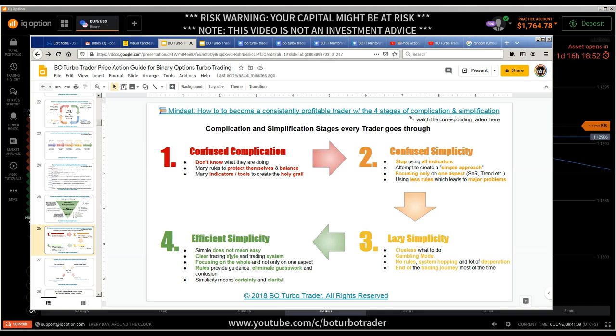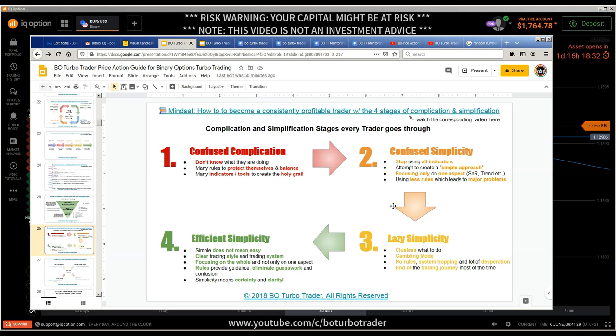Important is only that they do not do this kind of confused simplicity, that they use only indicators without a confirmation based on price action or something, because at the end, you know, indicators are lagging, and it is really important that you realize this, that you cannot base your signals on this.